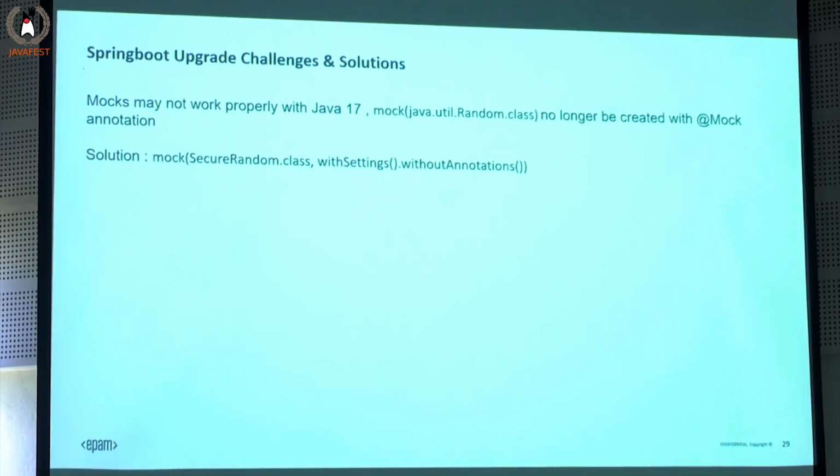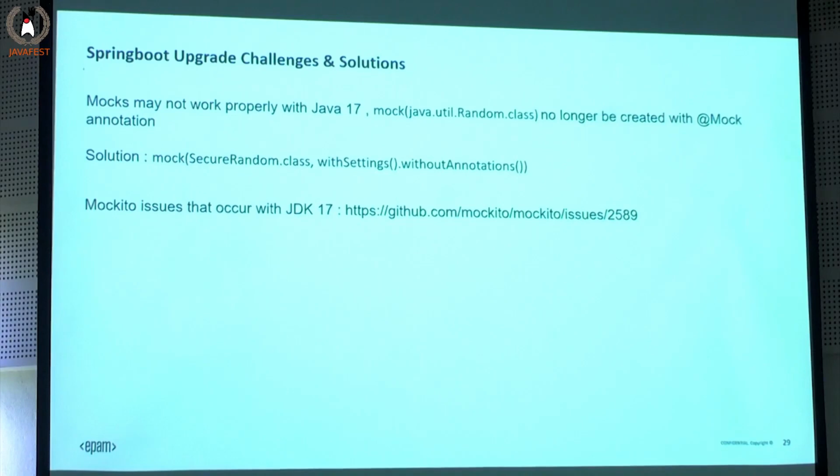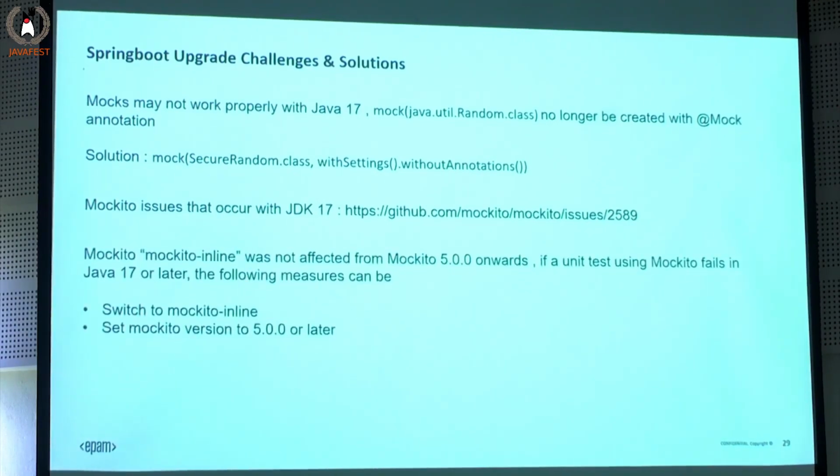And then we have JUnit and Mockito. Some of the mocks may not work with Java 17. One of the examples which I encountered was using the Random class. The solution is to use the mock SecureRandom class with settings, that is without annotations. And then there is a list of Mockito issues with respect to Java 17. One can find those lists there. And suppose you have a problem with Mockito, you could use Mockito inline. So there are two steps to fix the problems: switch to Mockito inline and set the Mockito version to 5.0.0 or later.